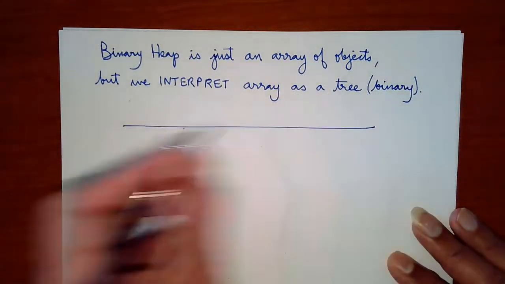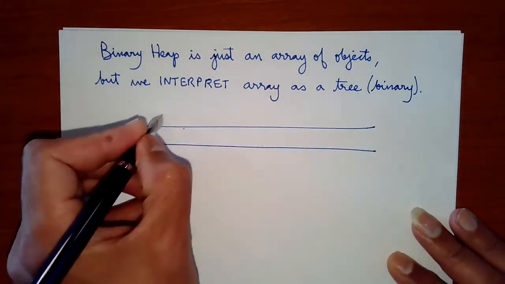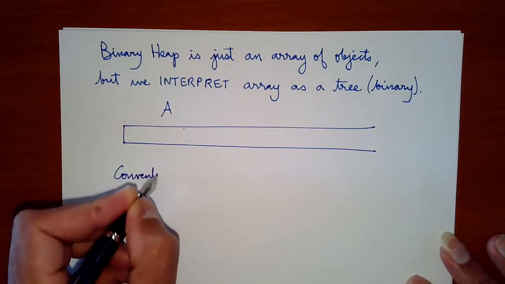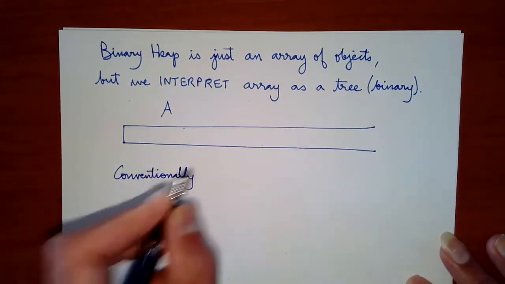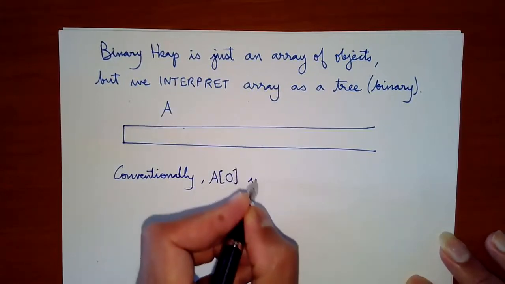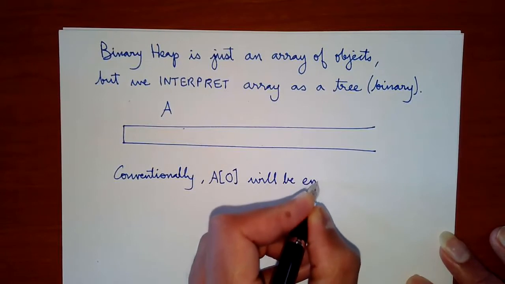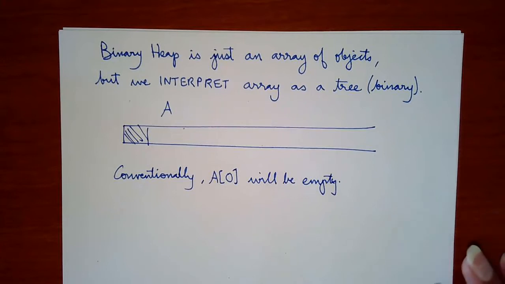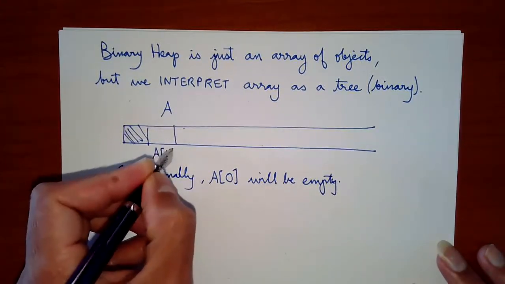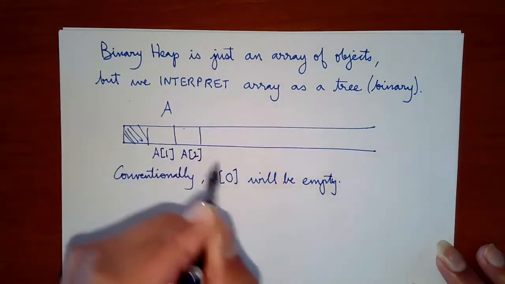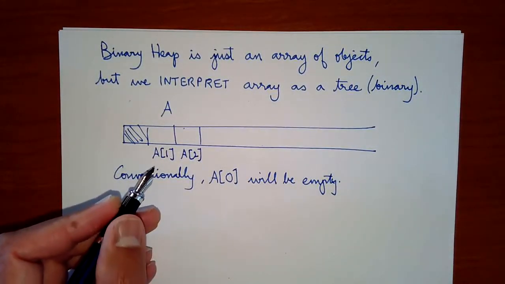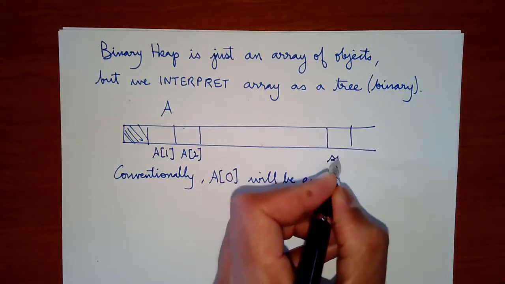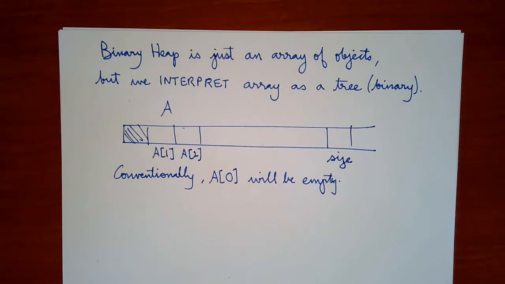So here's my array. I'm just maintaining an array of objects. Conventionally, and this will be convenient for a lot of indexing, A of 0 will be empty. So I'm actually not going to store anything over there. I'm just going to keep it empty. And so my objects are really going to start from A1, A2, so on and so forth. The reason for doing that is that a lot of the coding and the indexing becomes a lot easier.